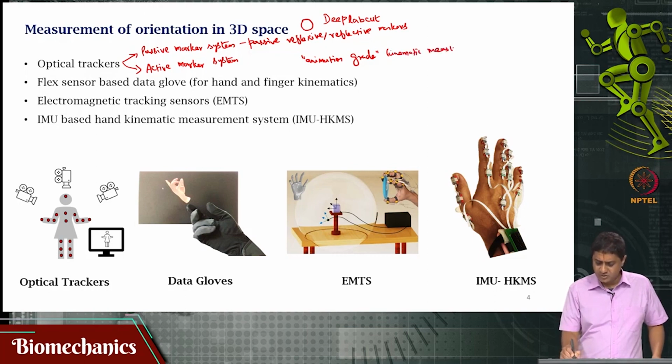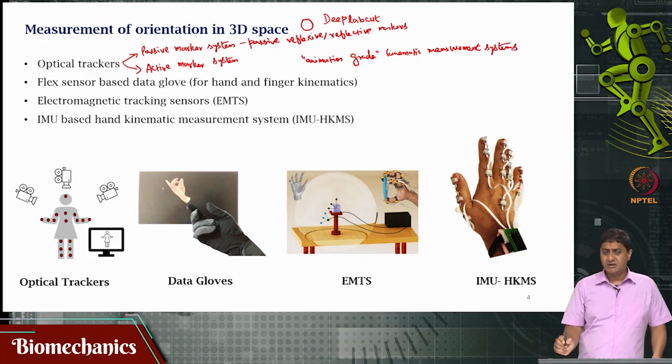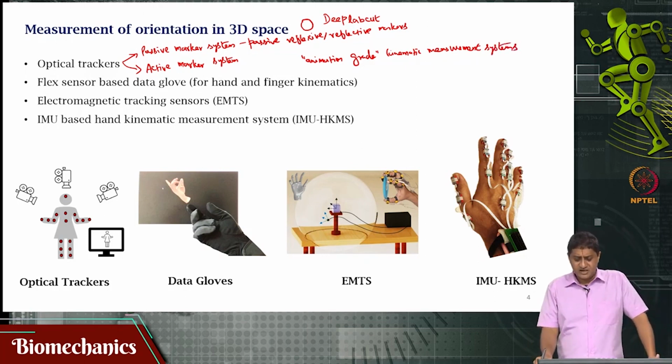I do not want to endorse or suggest names of companies. There are some animation grade kinematic measurement systems that are available in the market. Remember, these are animation grade. That means that they are not exactly research grade, but they can be used in research with a little bit of modification, with a little bit of challenge. They can be used to measure data for research also. Okay.